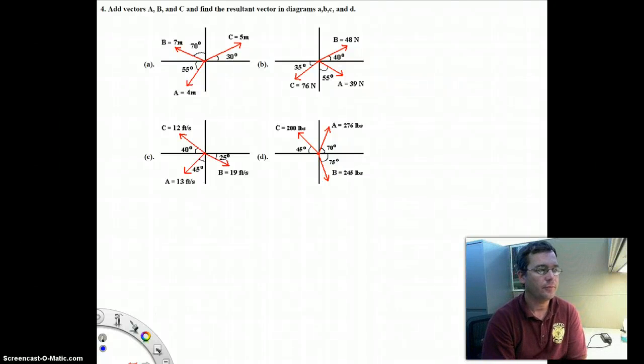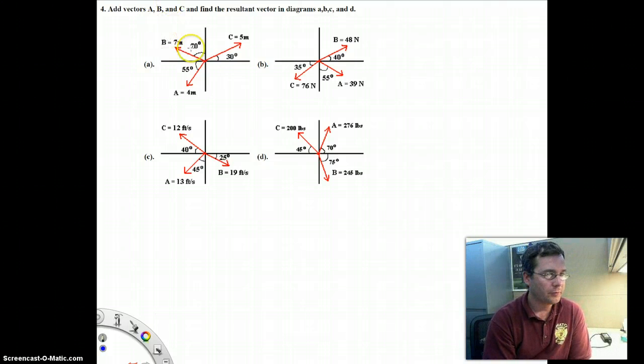So here we have problem 4 of the week 2 homework. And I will work through problem A, the first part of it, and I'll leave the remaining 3 sections for the student to work through. This is real similar to problem 3 with the exception of now we are trying to add together or resolve 3 vectors, but the process is exactly the same.